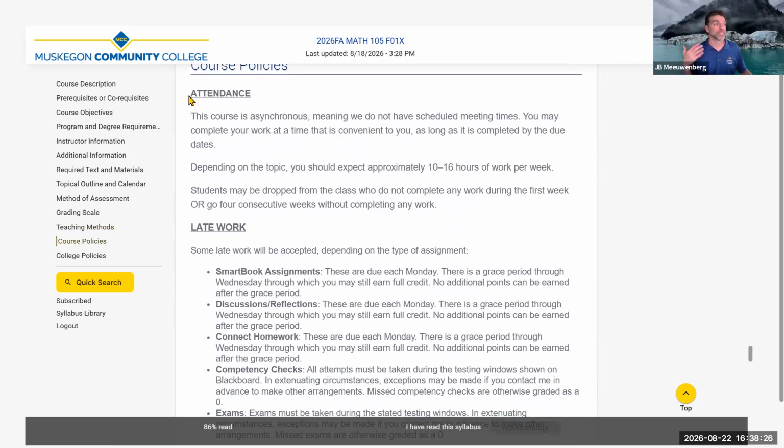Finally, course policies. Attendance. We don't have scheduled meetings. It's an asynchronous course, so you could do this whenever you want, but you should expect this course is going to take, on average, about 10 to 16 hours of work per week. That's typical for a 4-credit course.